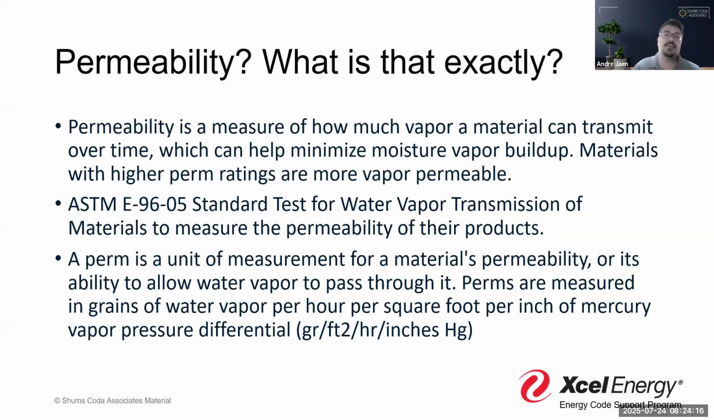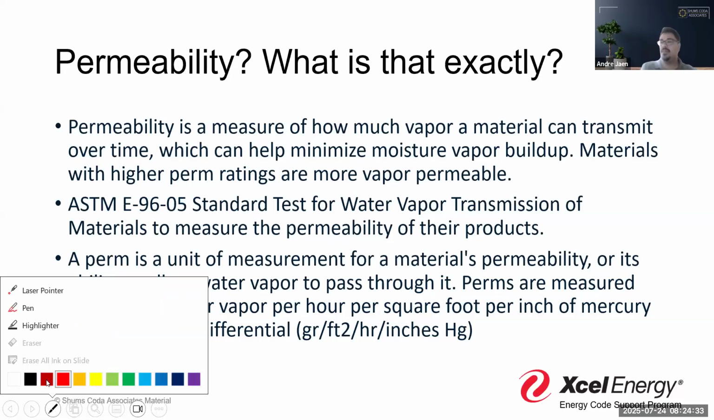So earlier we talked about classes of vapor retarder, and that was based, like we said, on permeability. Well, permeability is how much vapor a material can transmit over time. And so that's why we get this sort of description in what feels like an equation down here, but I'll explain each bit of it.